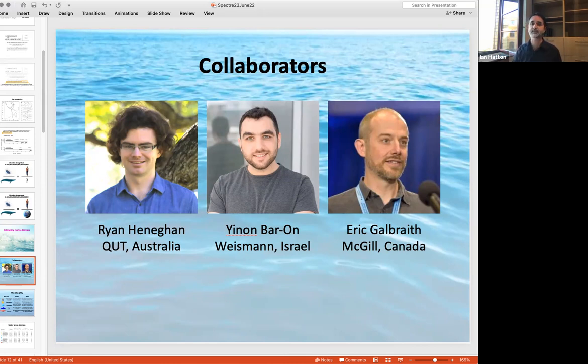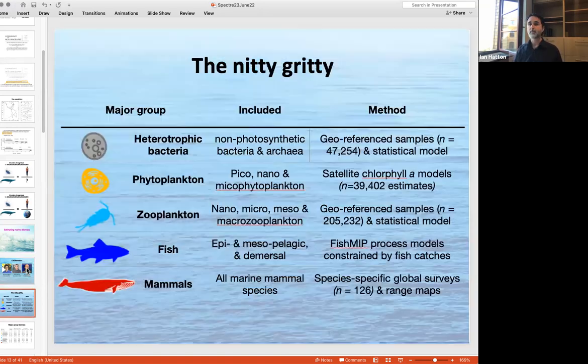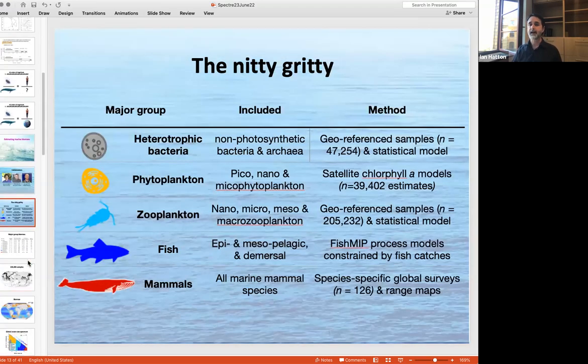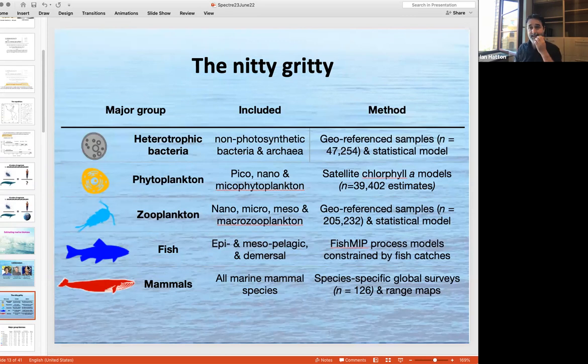And I should just say, if you ever get the opportunity to work with any of these guys, you should jump at the opportunity. So we basically had to divide our methods into 5 separate kinds of methods tailored to the available data.